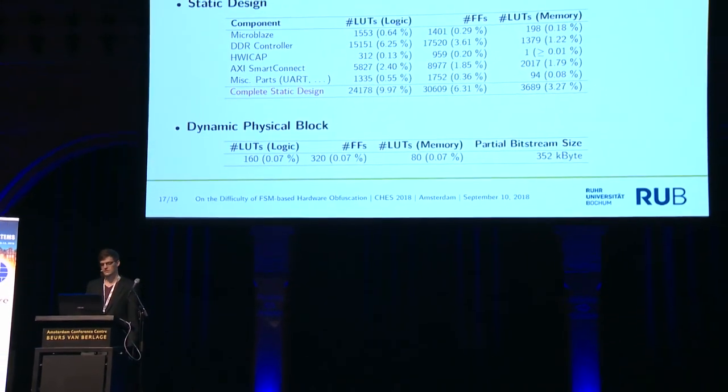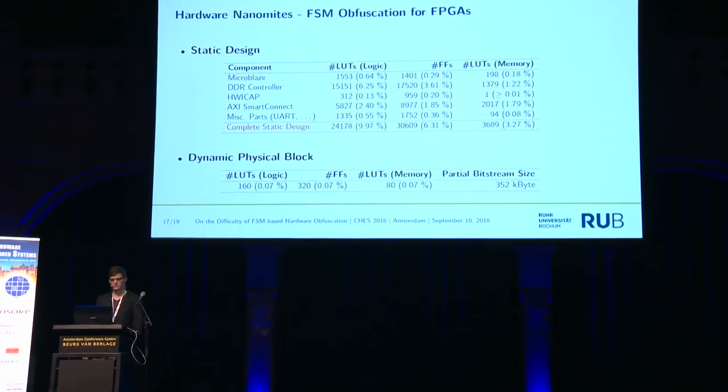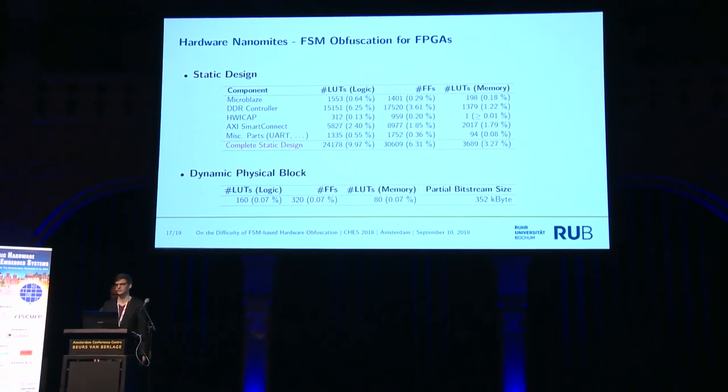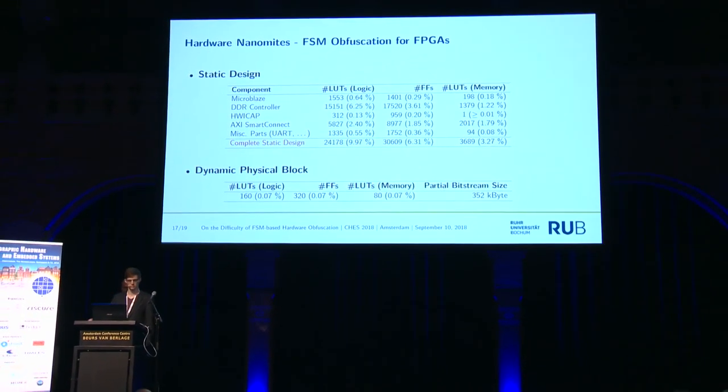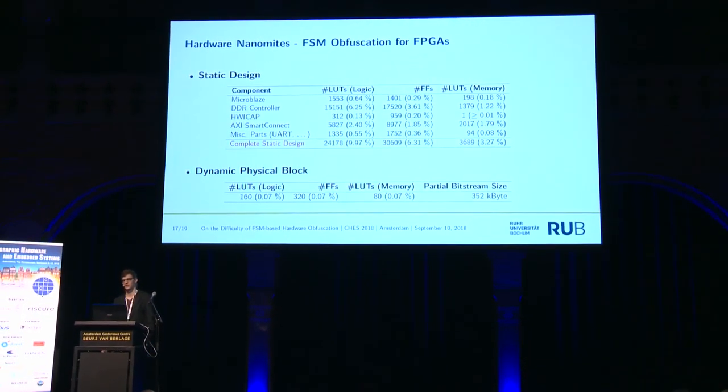The original FSM was really, really small. I mean, this was like a five-state FSM, which is, I don't know, six flip-flops and like 20 LUTs or something. So this is really small. This is more like a primitive to realize any kind of obfuscation. So this is like first the ecosystem to realize something.